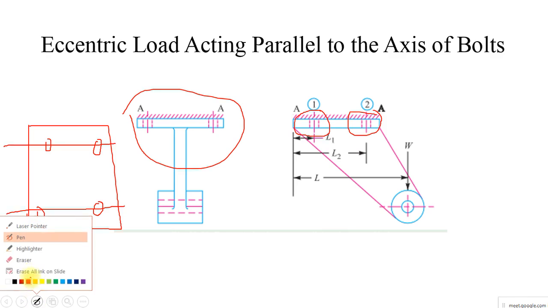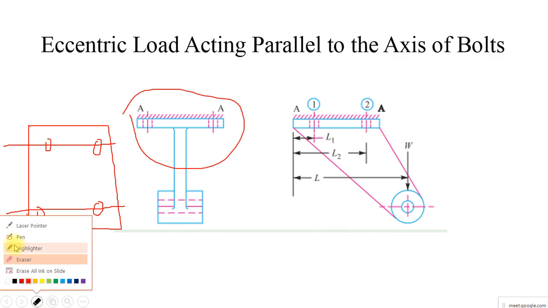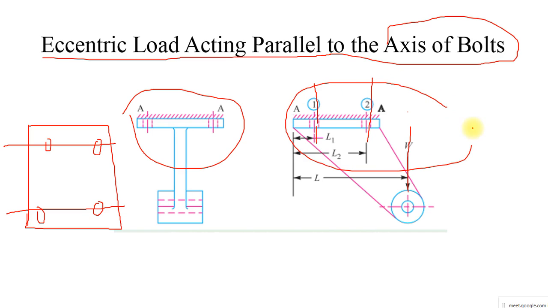The one thing I have to tell you before I start the class is that the topic is very clear. The topic is eccentric load acting parallel to the axis of the bolt. Now you can see the axis of the bolt, so this is the axis of the bolt. And you can see the load. So these 3 lines are parallel. Whenever the load is parallel to the axis of the bolt, then we have to use this particular condition. There are 3 formulas.